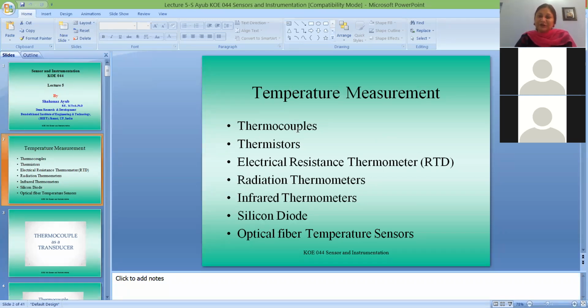You must have studied thermocouples, thermistors, electrical resistance thermometer, which is also called resistance temperature detector, radiation thermometers, infrared thermometers. Silicon diode is also used as a temperature transducer. Can anybody tell me how a silicon diode can be used as a temperature transducer? What is the property of silicon diode?